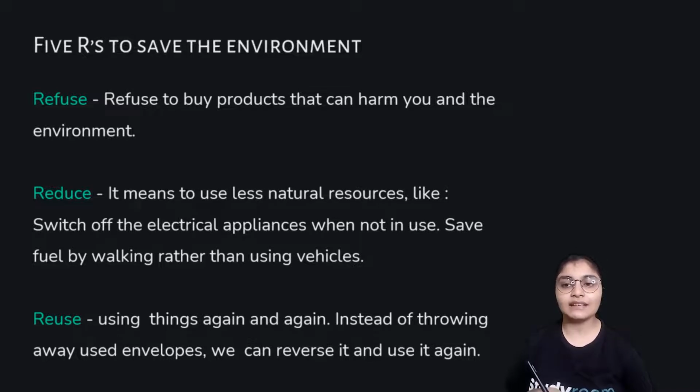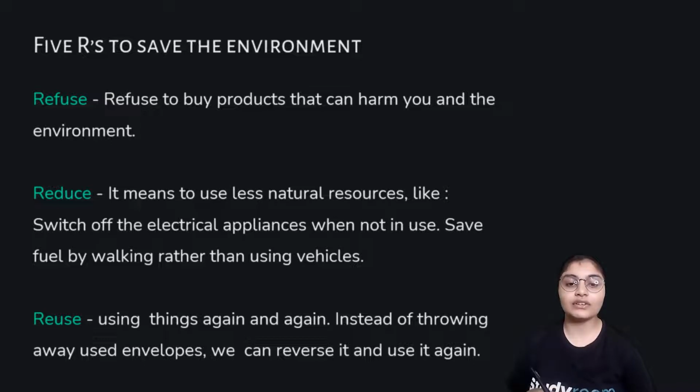And the third R is reuse. That means we need to use things again and again, right? We need to use our old clothes again. Instead of throwing away the things we have, we need to use them again and again for a long period of time, so that we can save our environment. So instead of throwing away a used envelope, we can reverse it and use it again.